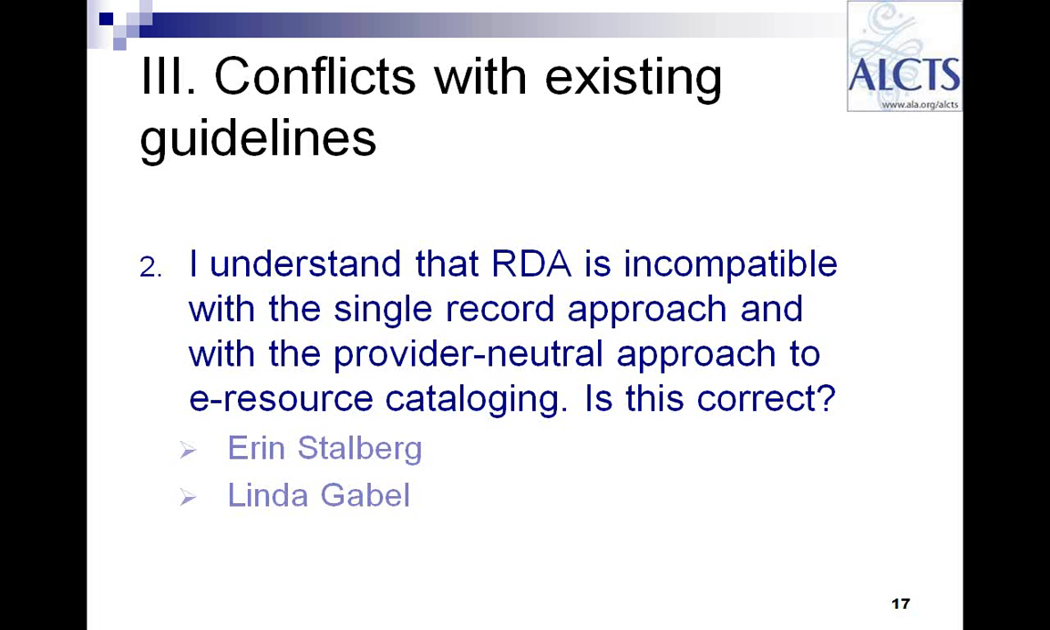So in a truly FRBRized environment, which RDA presumes, there are separate descriptions for each of the separate manifestations associated with a work, all joined together by linking fields or ultimately URIs. And Trina did an excellent job of describing that in an earlier question. And this is why RDA is incompatible, sort of quote unquote, with the single record and provider neutral approaches. Each manifestation should have its unique manifestation level elements described separately and appropriately.